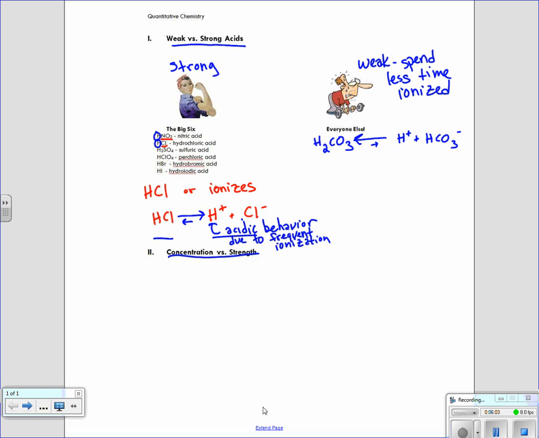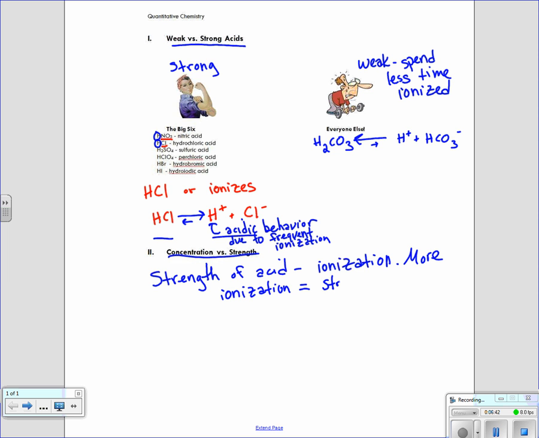The other part is concentration versus strength. And this is another idea that people tend to get a little confused. Concentration of an acid is not the same thing as the strength of an acid. So it's kind of easiest to break it apart into two ideas. The strength of an acid is kind of like what we looked at above. The strength of the acid only refers to its ionization. More ionization equals a stronger acid.